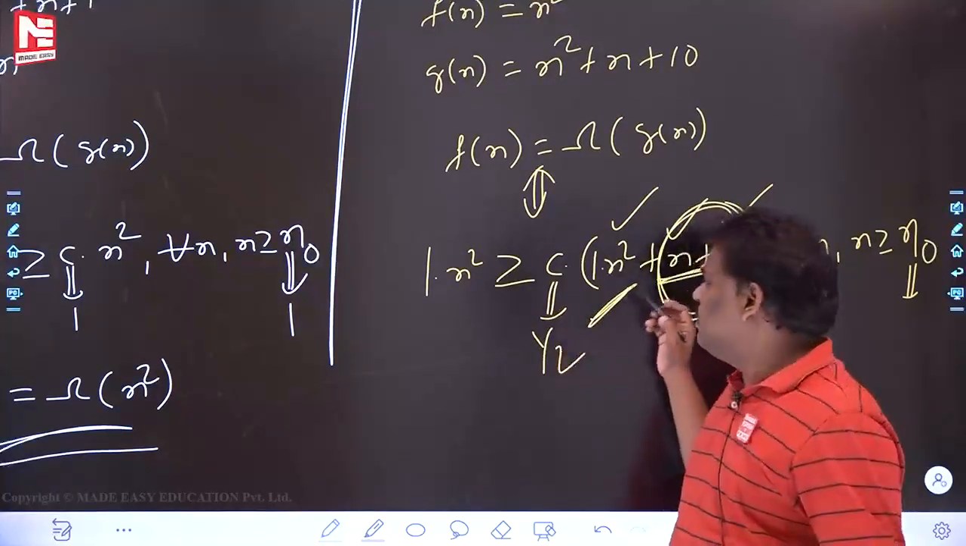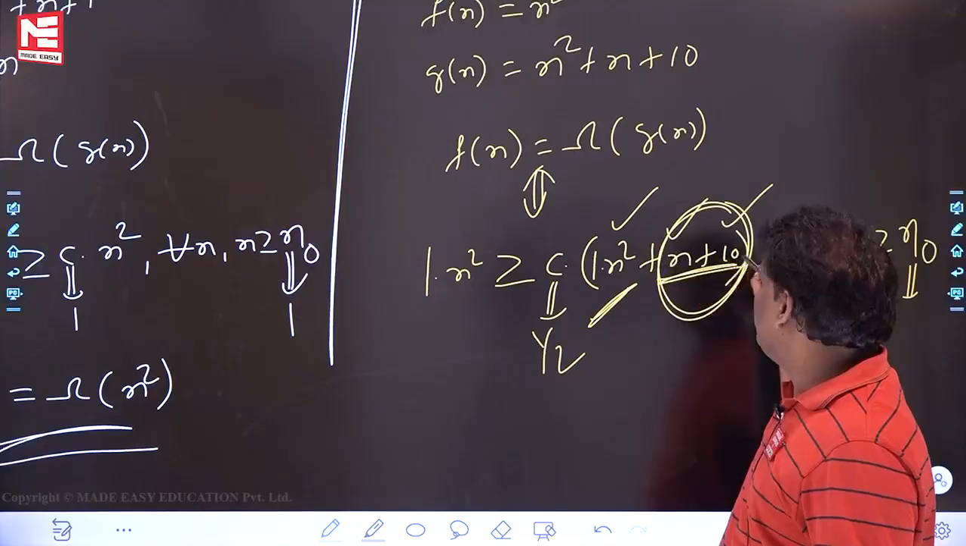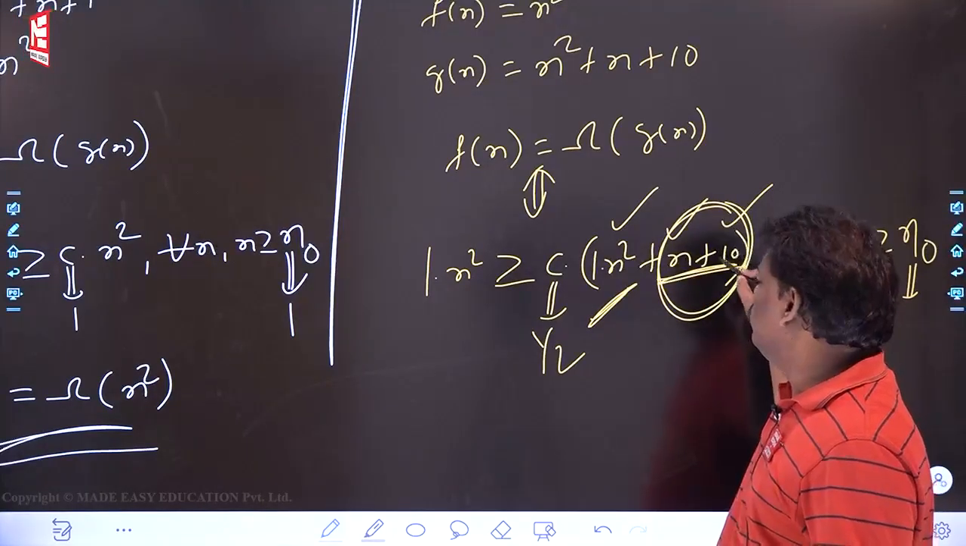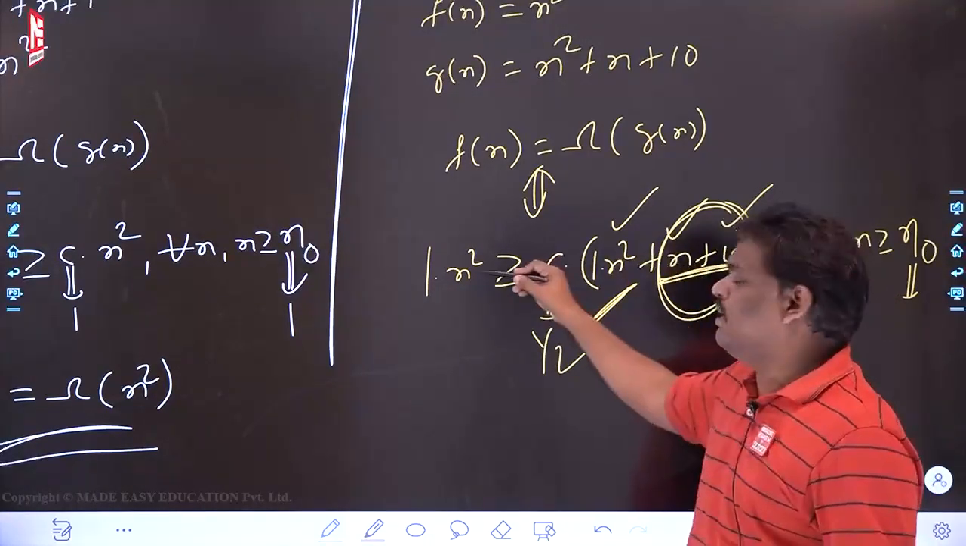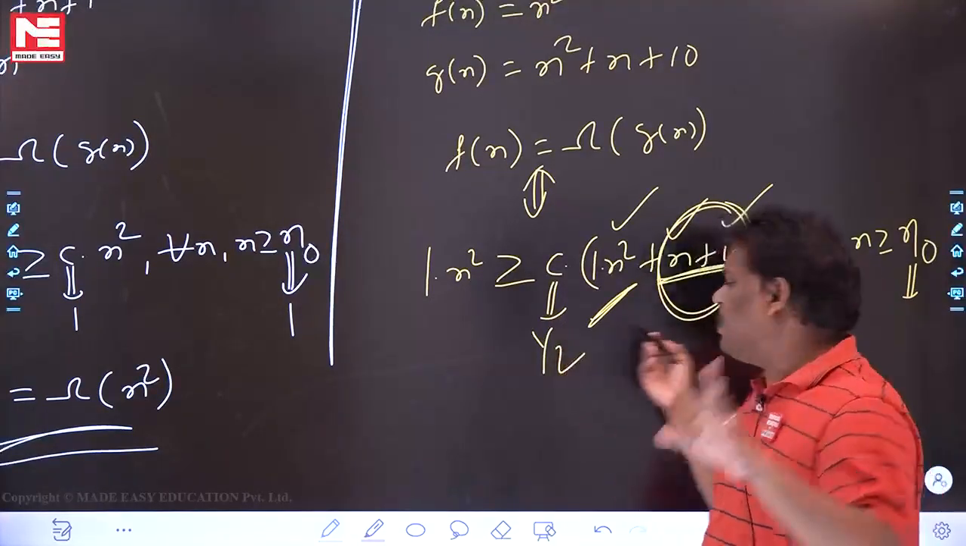Let me try 3. If it is the 3, what is the 3 square? 9. It is the 9 plus 3, 12. 12 plus 10, 22. 22 by 2, what is the answer? 11. It is the 11, it is the 9. Fail. So 3 fails. 1 fails, 2 fails, 3 fails. I think 4 passes.